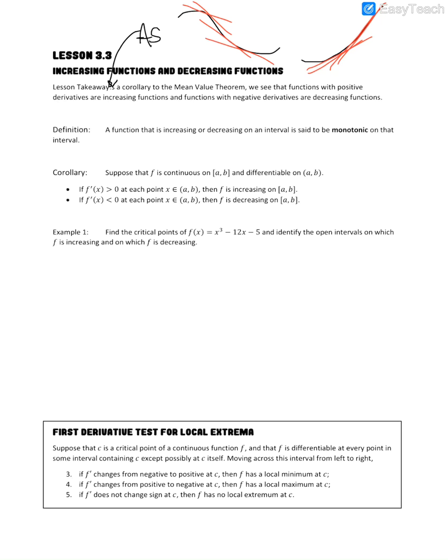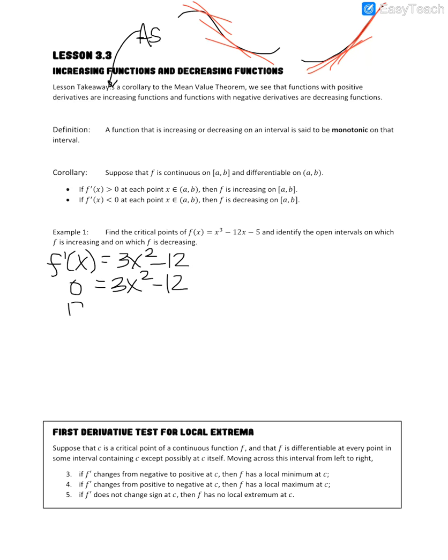Find the critical points of f of x equals x cubed minus 12x minus 5 and identify the open intervals on which f is increasing and on which f is decreasing. Okay, so we're going to start by finding our critical points. If you remember from 3.1, the way that we do that is by doing the derivative and setting it equal to 0. So we're going to do f prime of x equals 3x squared minus 12. Set that equal to 0.